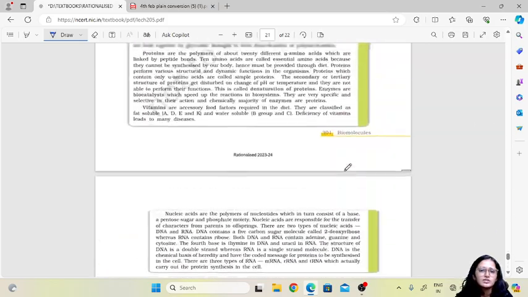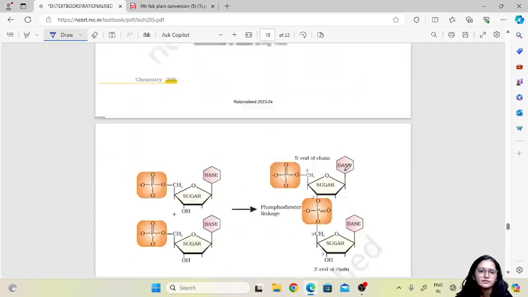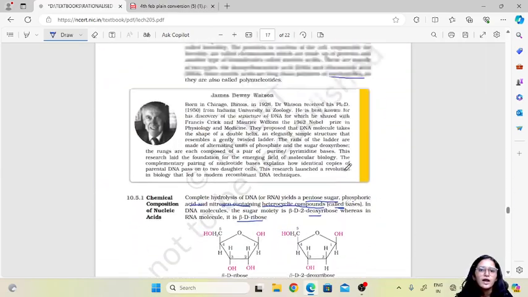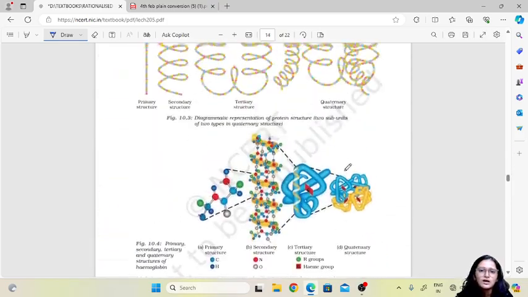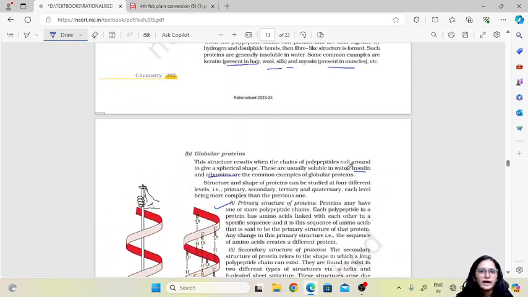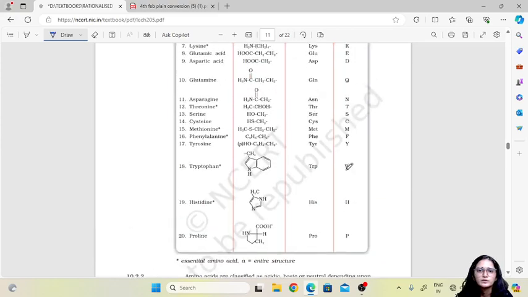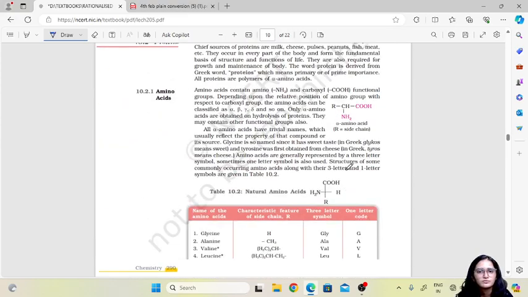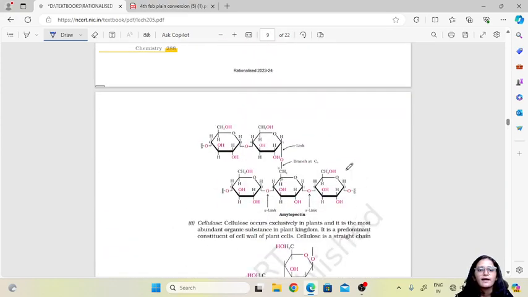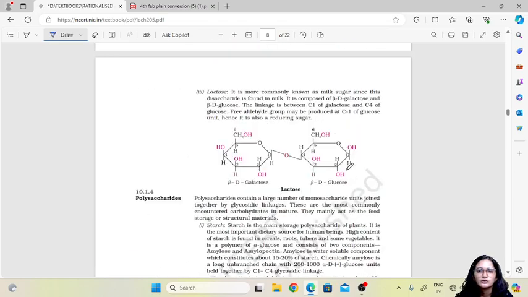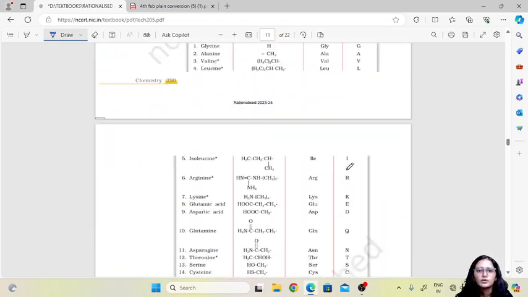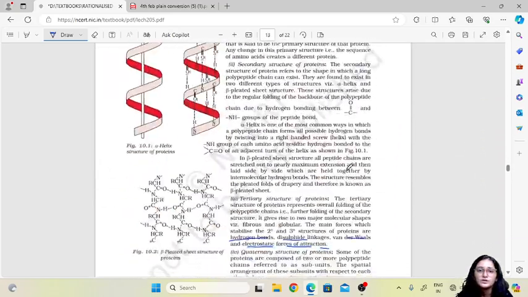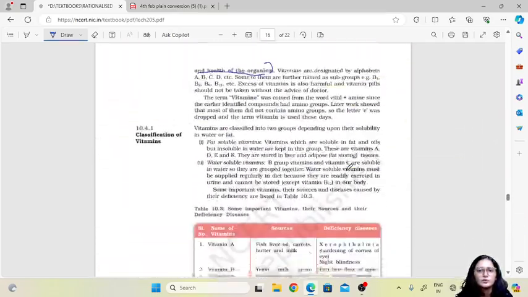So from this chapter, the important parts that we have to focus on are evidences of glucose structure, then structure of glucose, then about disaccharides, that is fructose, maltose, sucrose, lactose, and then structure of fructose, about vitamins, proteins, amino acids. All these are important along with the nucleic acid.